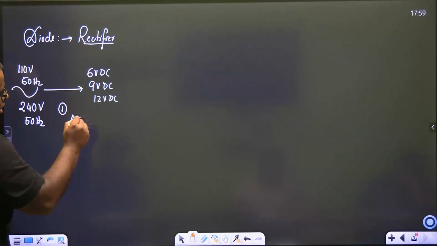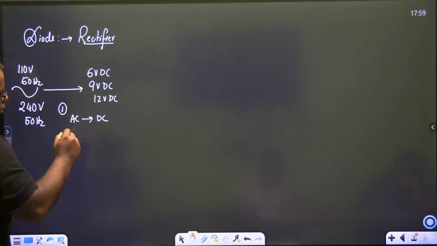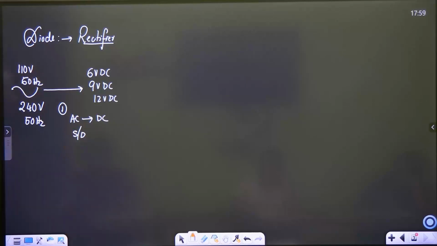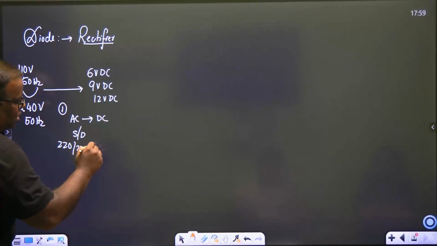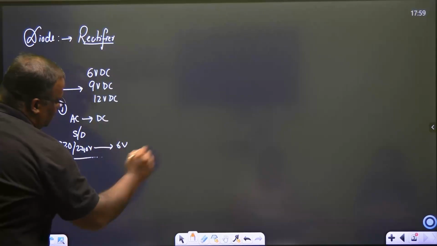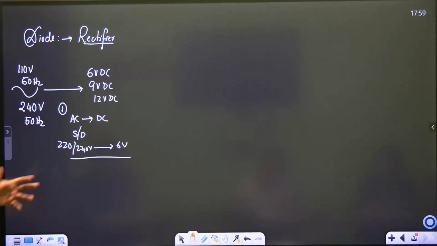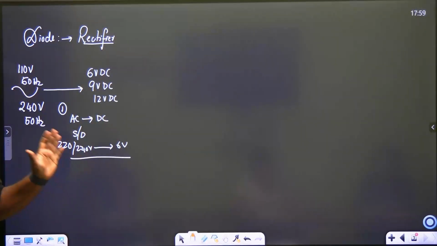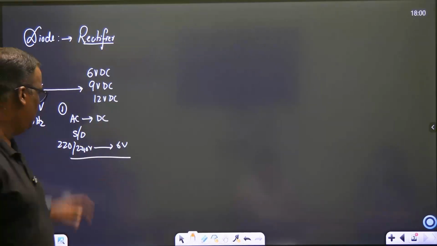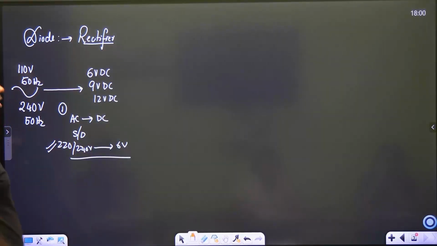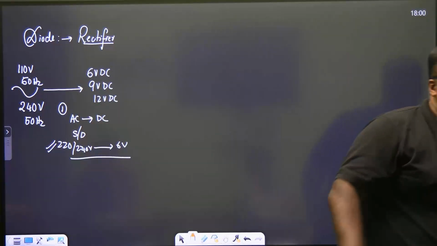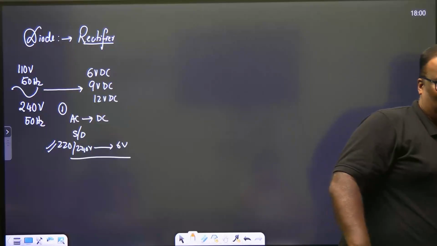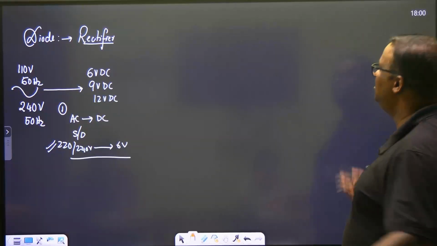First, you are converting AC to DC. Also, you are stepping down the voltage. 220 volts or 240 volts, whatever it is, is being stepped down to 6 volts. How is this magic happening? Understood? This is what we have to study. Now, let's see this part. This part was earlier there in your grade 10. That is what I say: when you make the syllabus shorter, you make it difficult in grade 12. But if you are from Cambridge, you will have learned it.